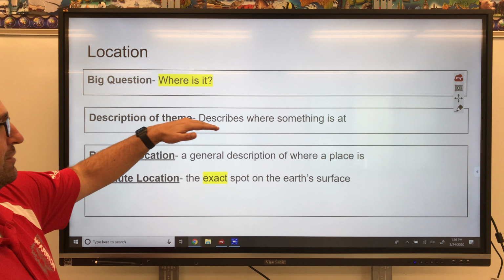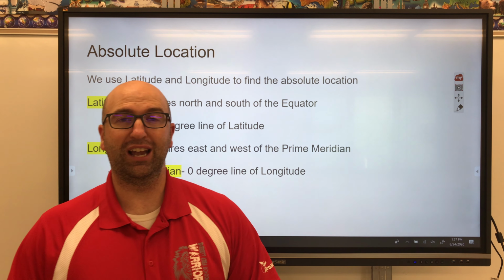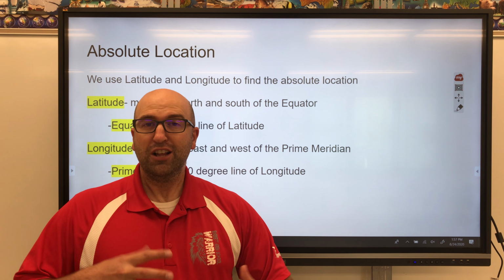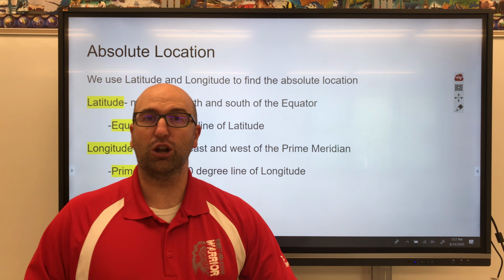The other type of location is absolute location, and that's where we're looking to find the precise or exact spot on the Earth's surface. To find absolute location, we use latitude and longitude. Latitude and longitude are these imaginary lines that we draw on maps so that we're able to easily find the locations of these places. Latitude measures the distance north or south of the equator, and the equator is that 0-degree line that's a starting point for latitude.